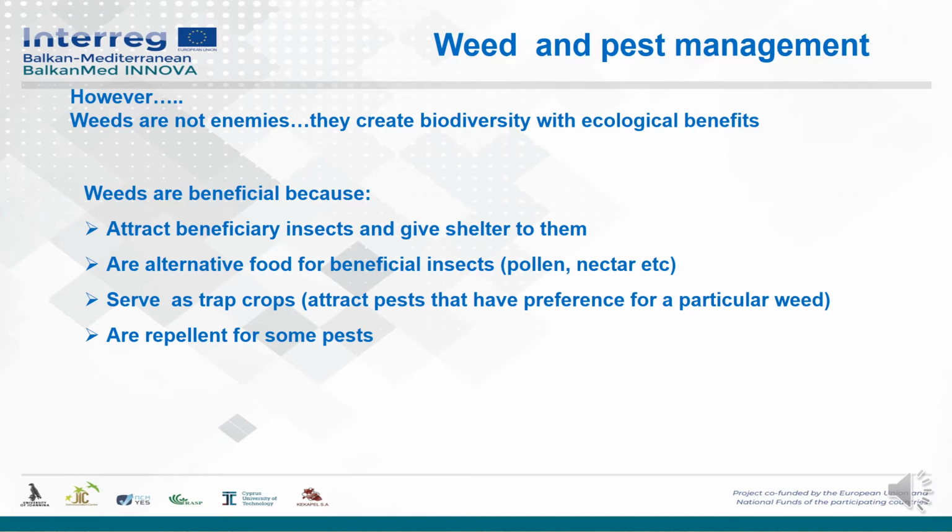Weeds are beneficial because they attract beneficial insects and give shelter to them. Some weeds are alternative food for beneficial insects: pollen, nectar, etc. They can serve as trap crops because they can attract pests that have a preference for a particular weed. There are some weeds that can be repellent for some pests.